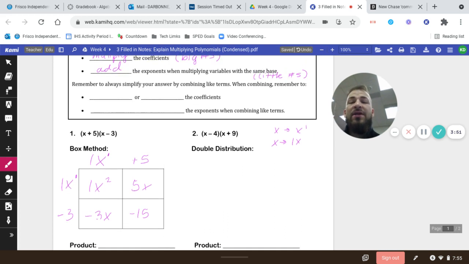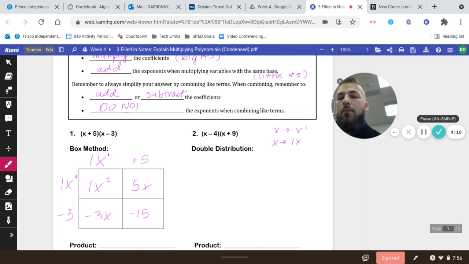Now the second thing we need to do is simplify our answer by combining any like terms that we have. When combining, we want to remember to add or subtract the coefficients. And then we want to remember to do nothing to the exponents when combining like terms, because remember, the exponent tells us how many x's we have. That's what makes our terms like terms, so we don't want to change that.